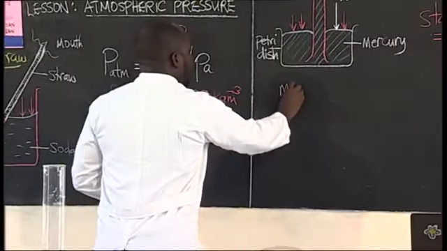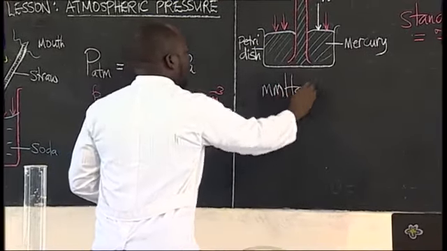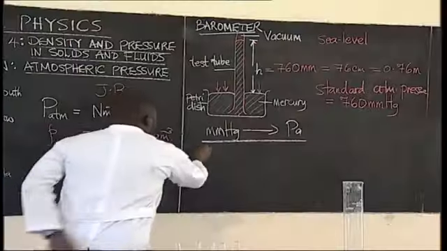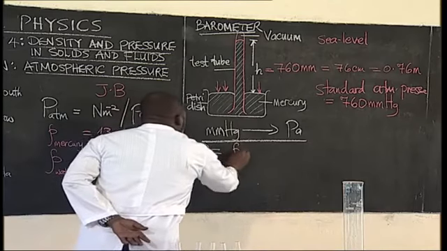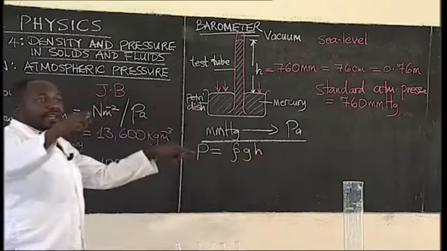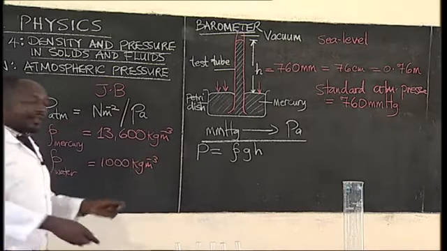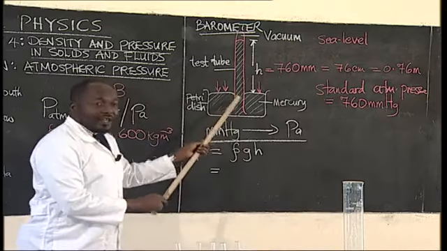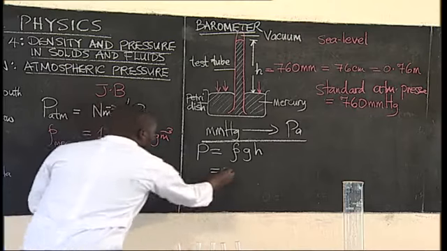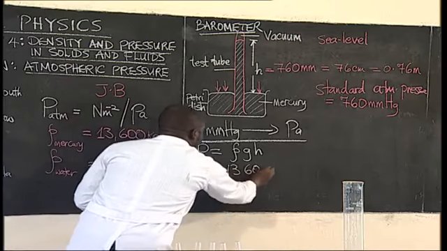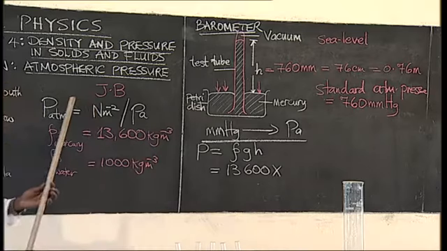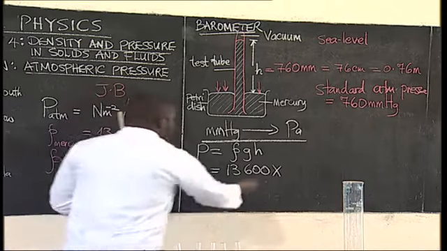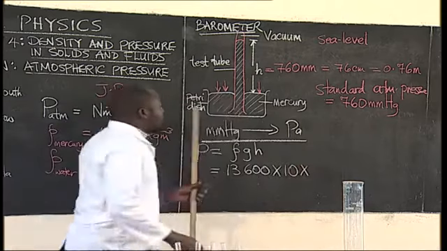So we are converting from millimeters of mercury to Pascal. That's what we want to do. Pressure is given as rho g h. Do you remember that formula? Yes. And so, rho, because here we are using mercury, is the density of mercury, which is 13,600, times g. What's the value of g again? The value of g is 10. So we are going to multiply this by 10 times h.